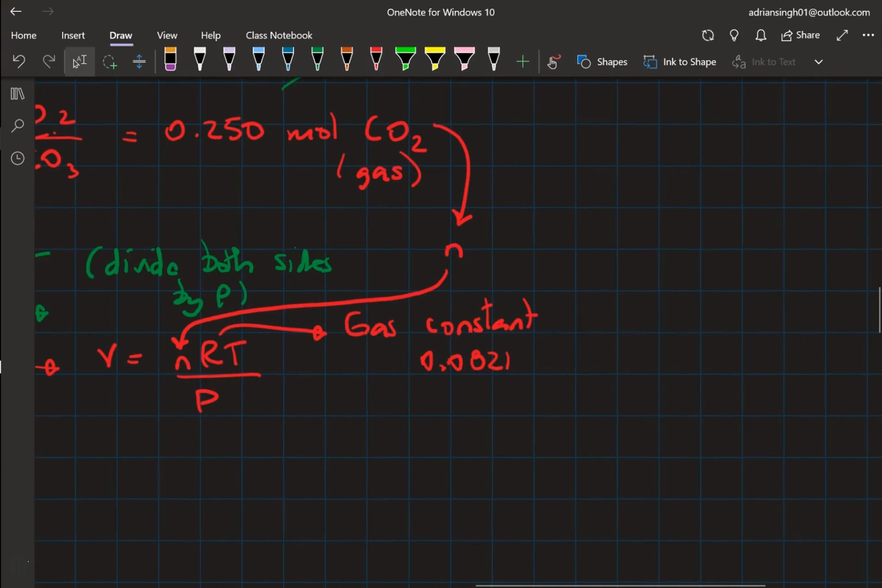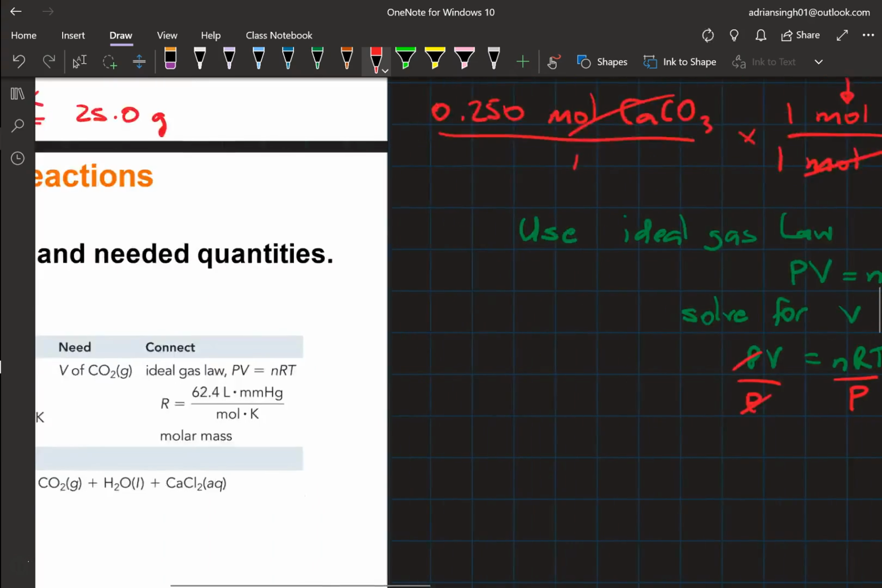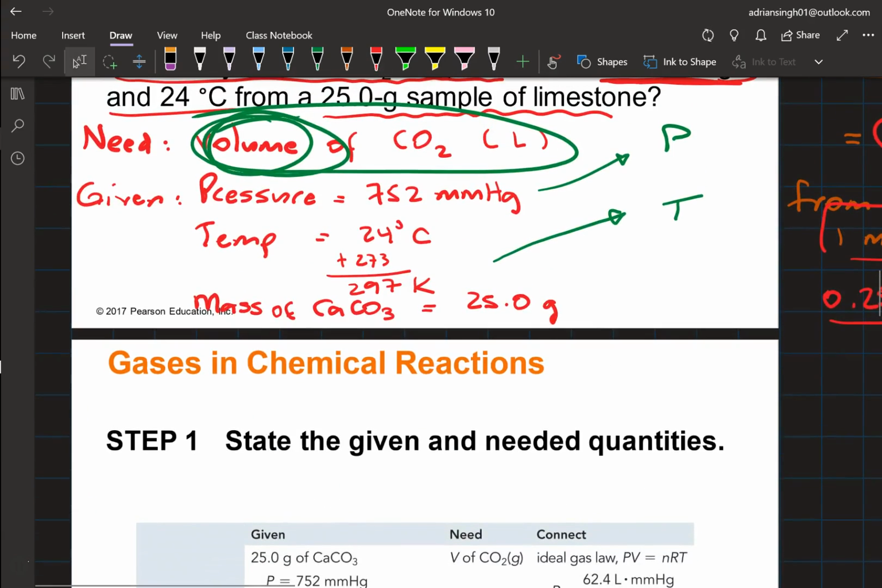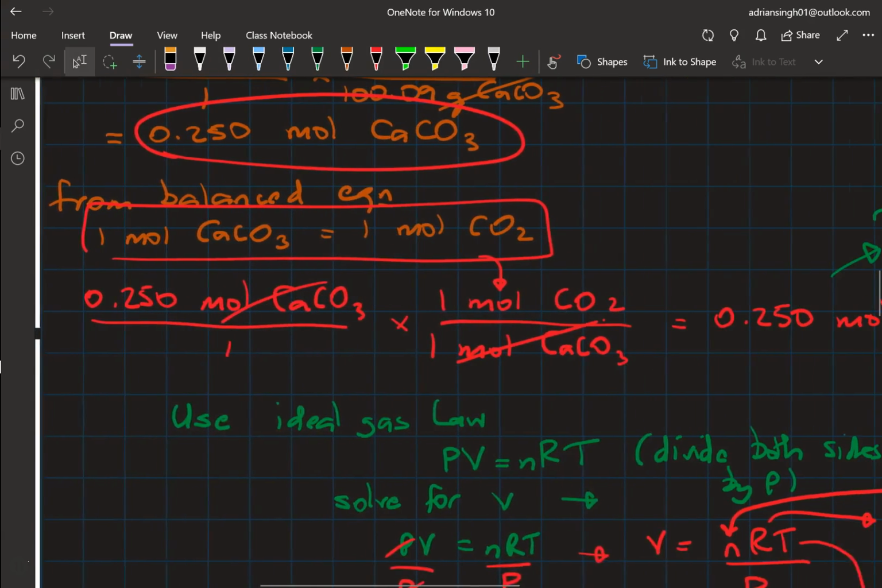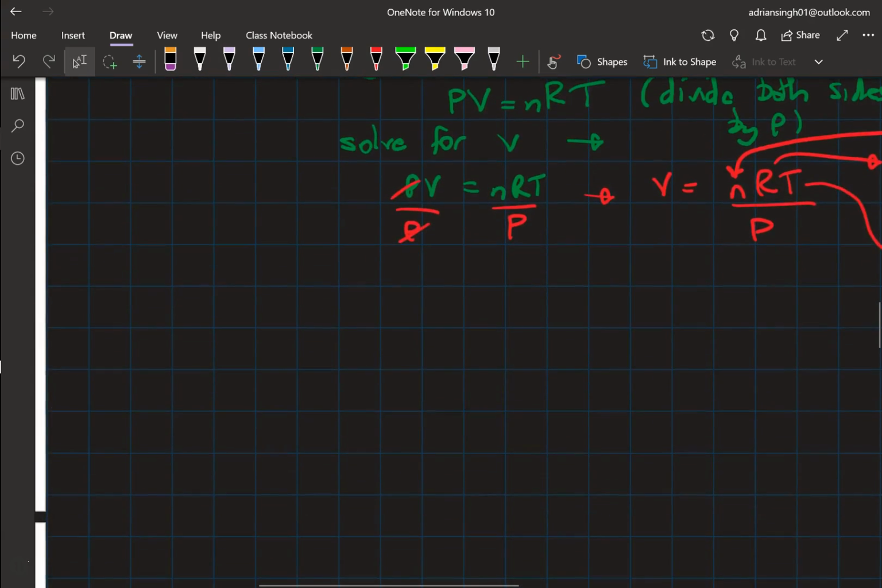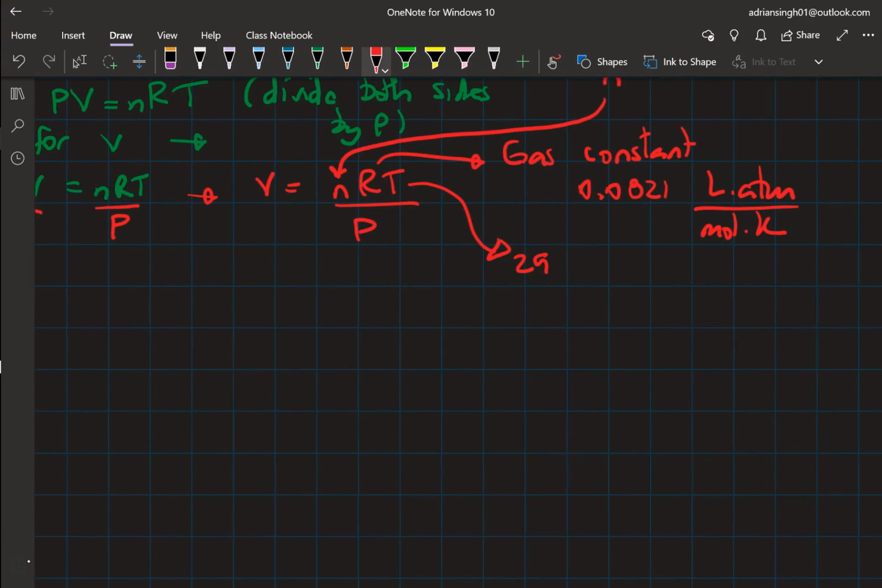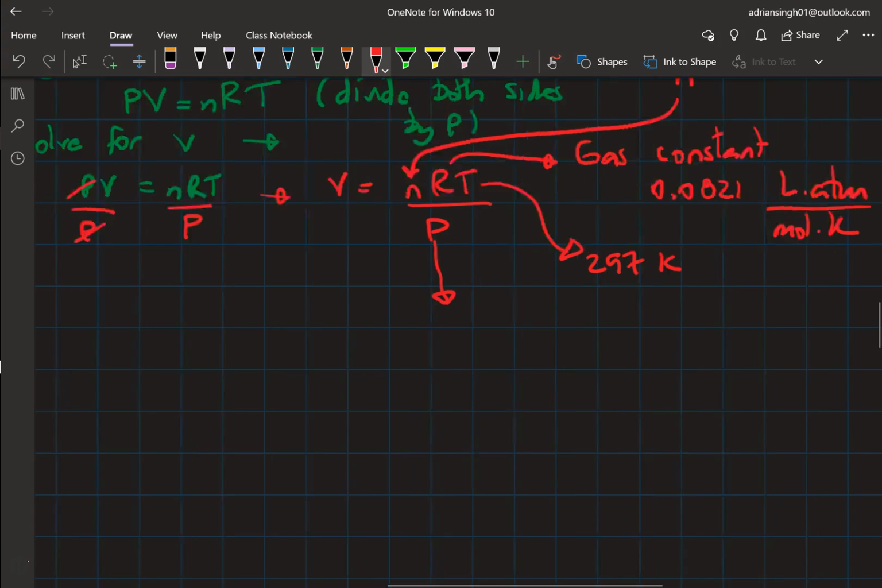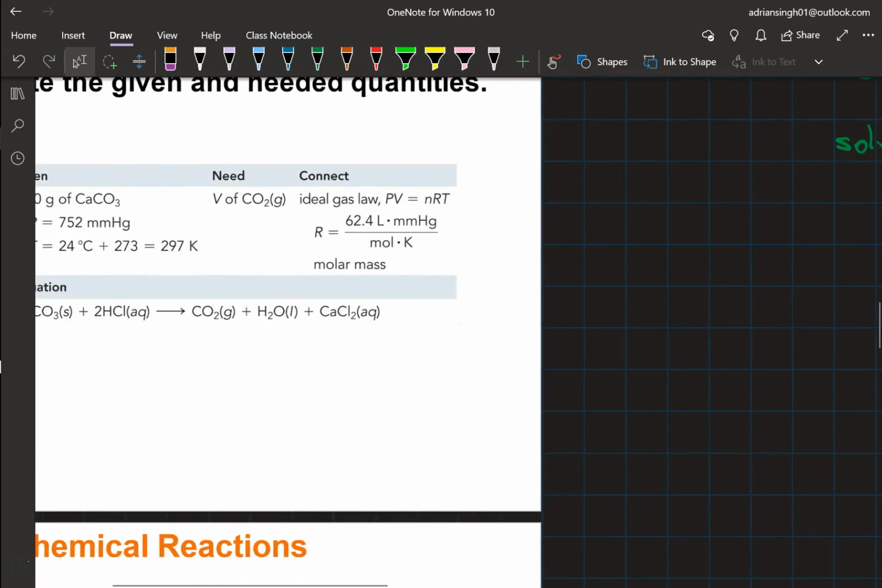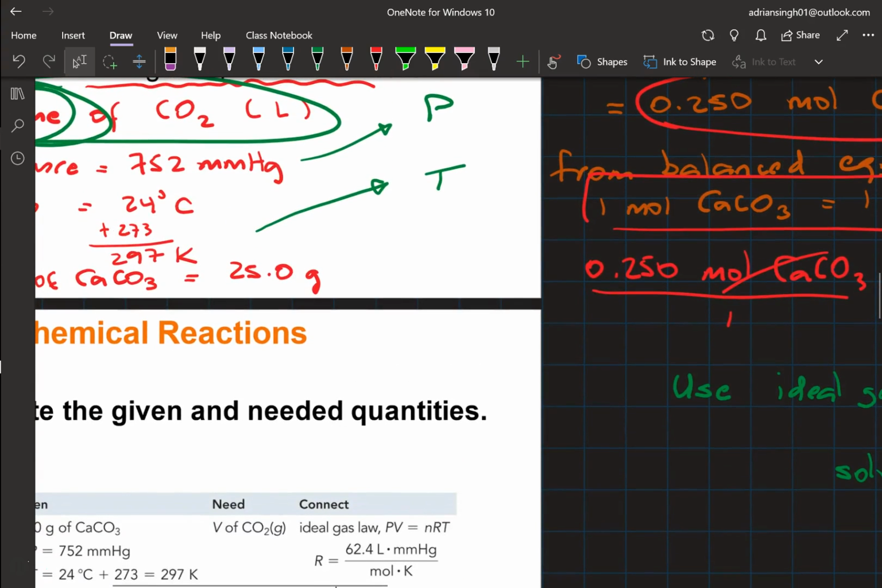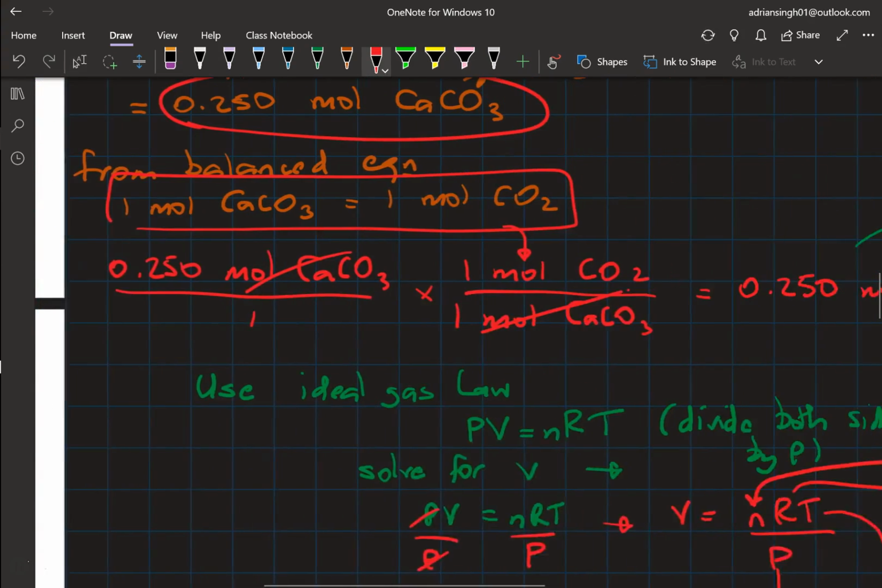That's 0.0821 liter times atmosphere per mole Kelvin. Those are the units. Our temperature, we just calculated at the beginning to be 297 Kelvin. And then the pressure we were given in millimeters of mercury as 752 millimeters of mercury.